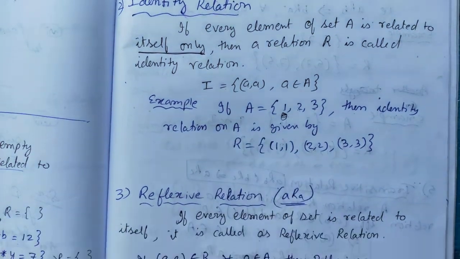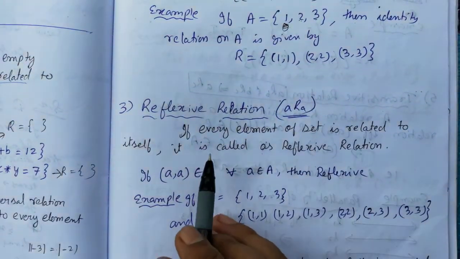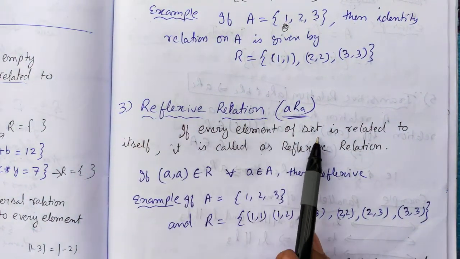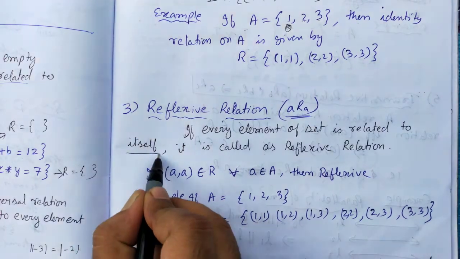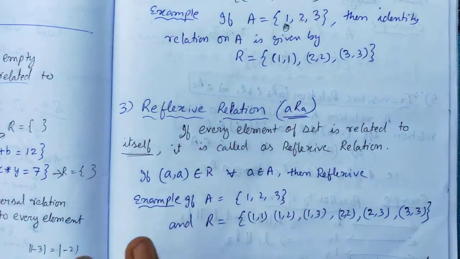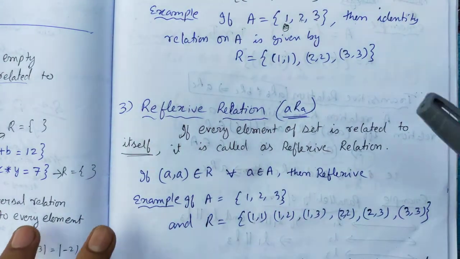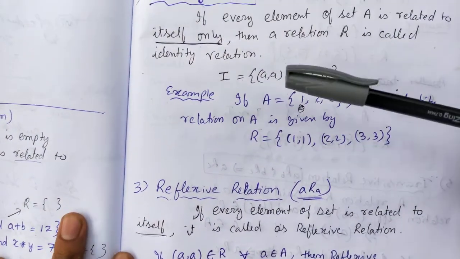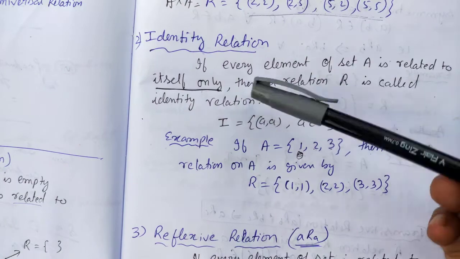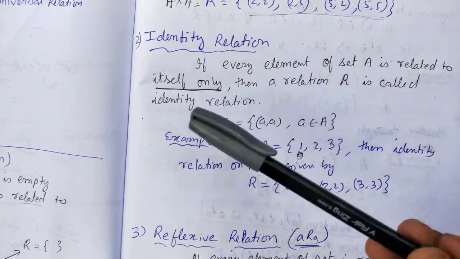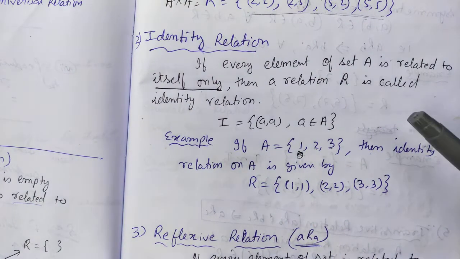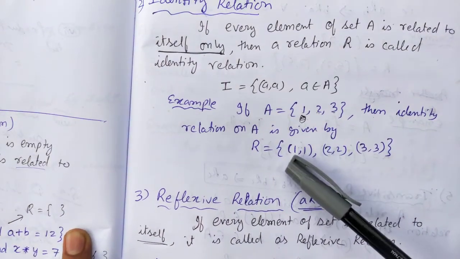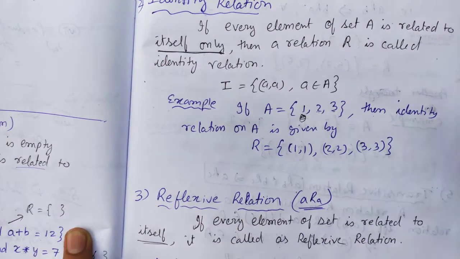Clear? Now, reflexive relation. If every element of the set is related to itself, it says related to itself. So you have to understand the difference between identity and reflexive, okay? In identity, they say itself only. There cannot be any other terms in the set. That means it can be (1, 1), (2, 2), (3, 3) only. It cannot be other pairs.